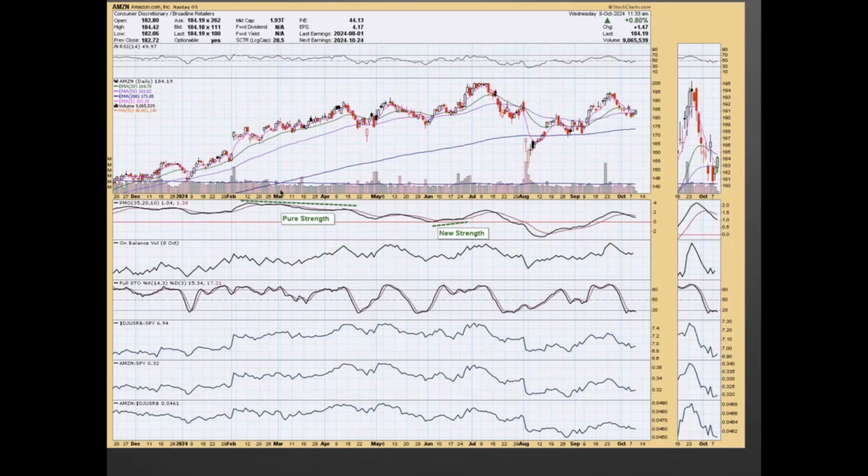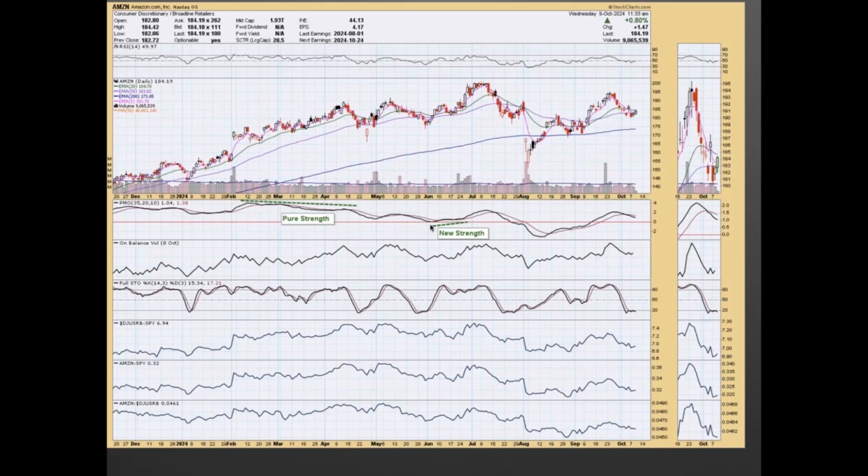So we didn't have quite the same strength we had in this move back up here, but we did have strength as this rising trend continued to hold with the PMO moving flat above the zero line. Here's new strength.